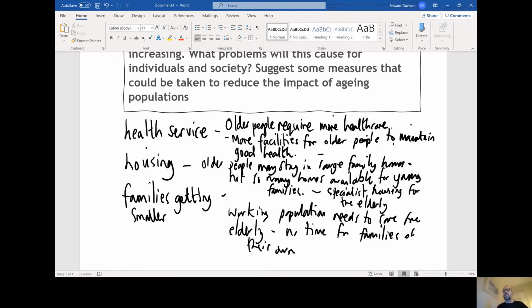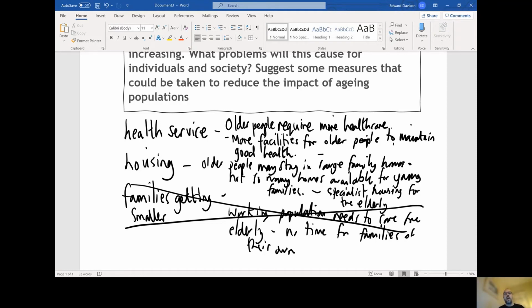Looking at this, as I mentioned, I want to eliminate one of these because all three arguments is really too many to put into a 250-word essay. So for me, looking through, I'm going to get rid of the one about families getting smaller. I'm going to focus specifically on the health service and housing in my answer.